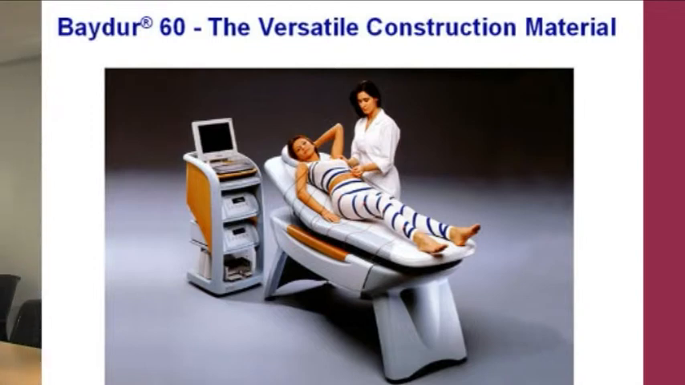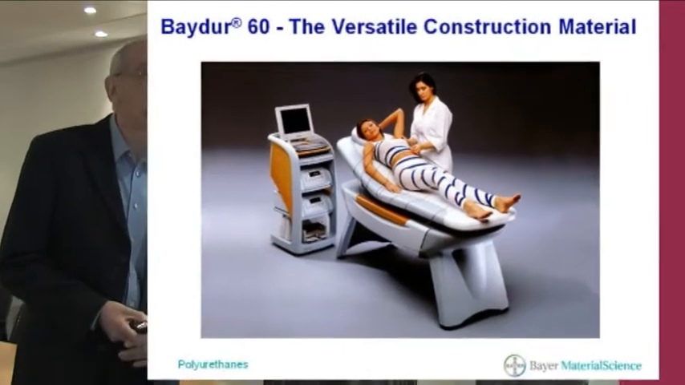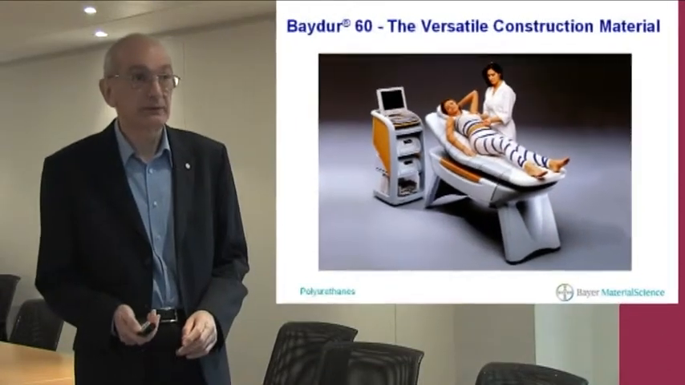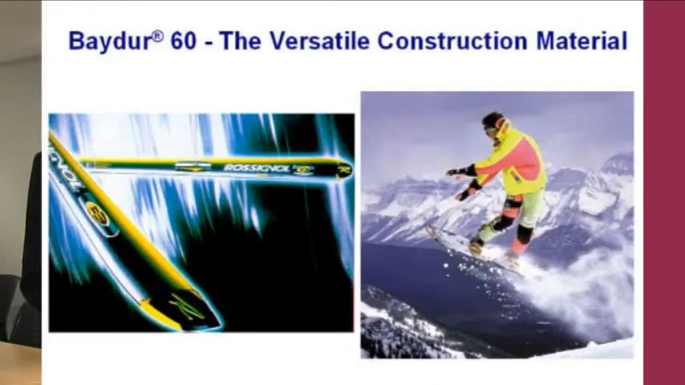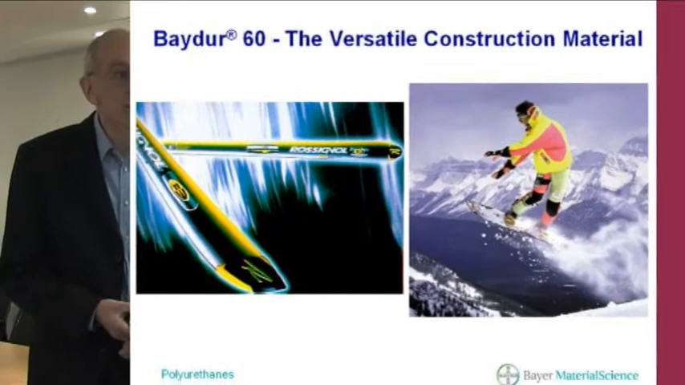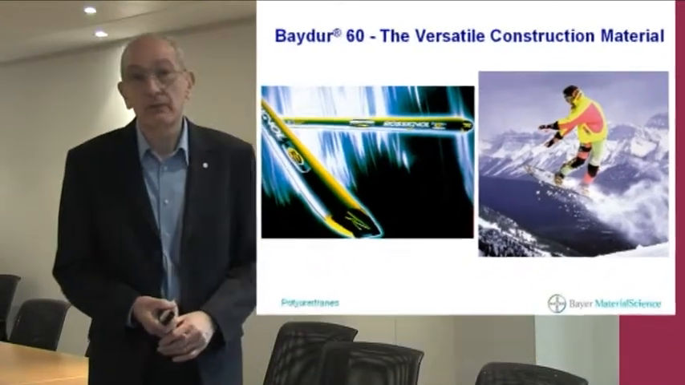Here another example, a very large set of mouldings made in relatively small numbers, again which suits Baydur 60. And here we have an application which has been around for very many years. The cores of skis and snowboards are frequently made of Baydur.